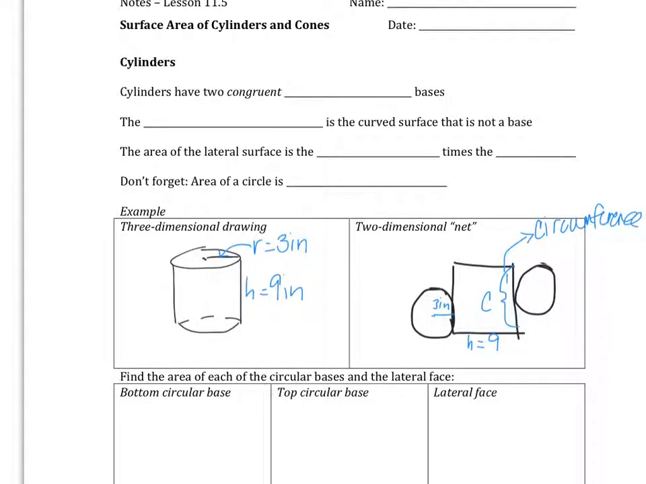Math 7, lesson 11.5, surface area of cylinders and cones. So let's take a look at cylinders. Cylinders have two congruent circular bases.